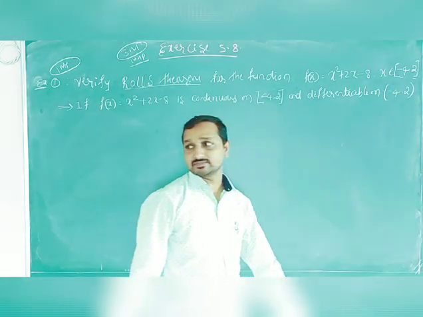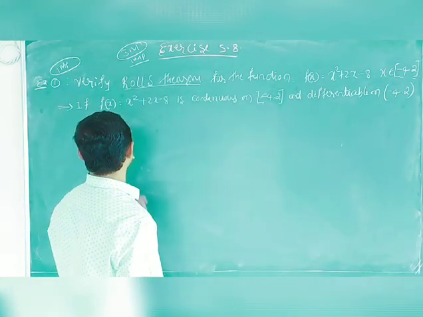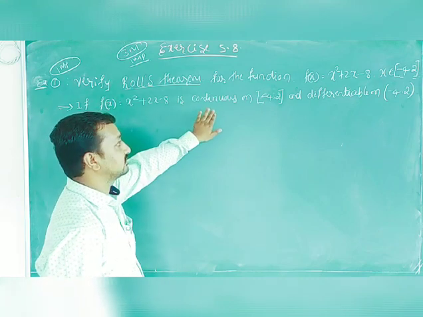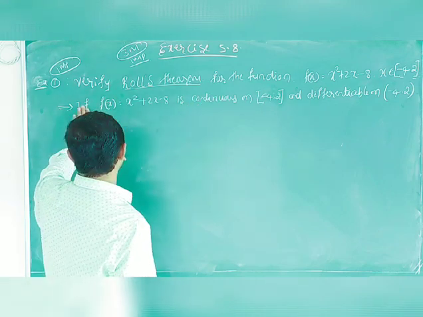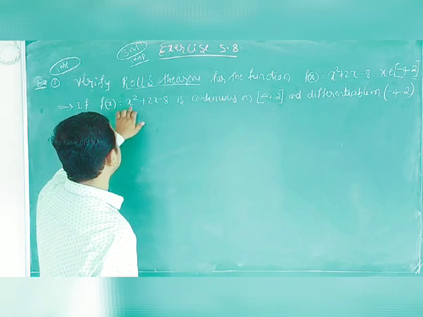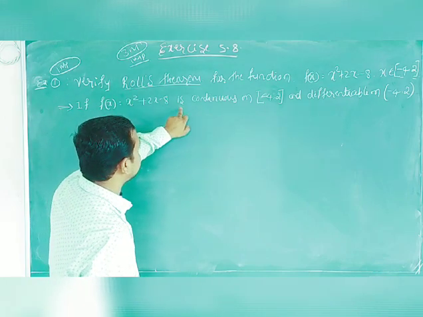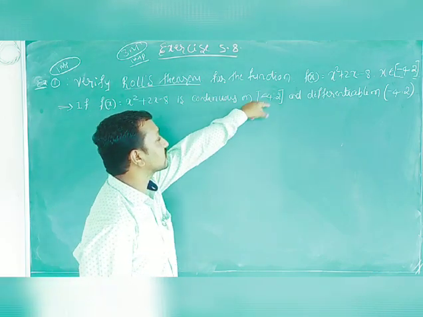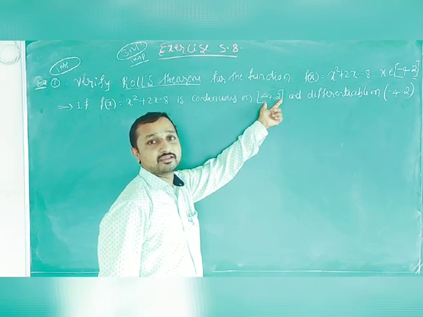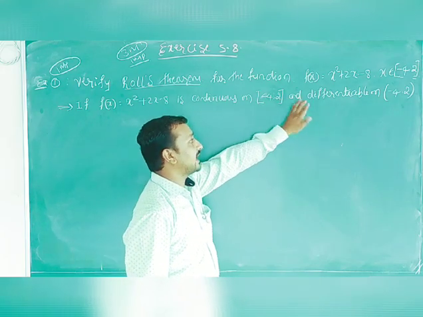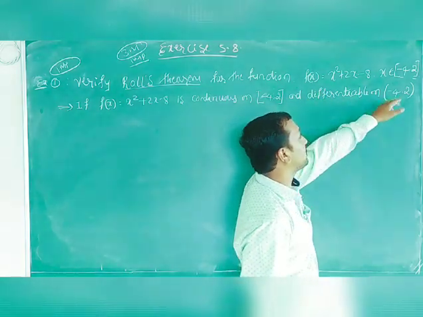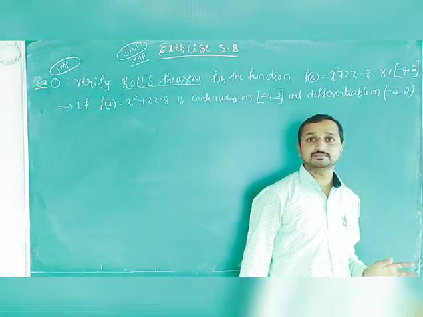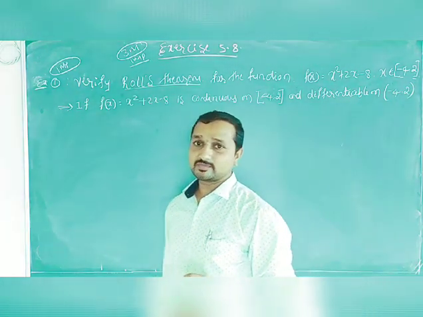Open interval is nothing but (-4, 2). It's clear that this statement can be written here. If f(x) = x² + 2x - 8 is continuous on the closed interval [a, b], where a is -4 and b is 2, and it is differentiable on the open interval (-4, 2).